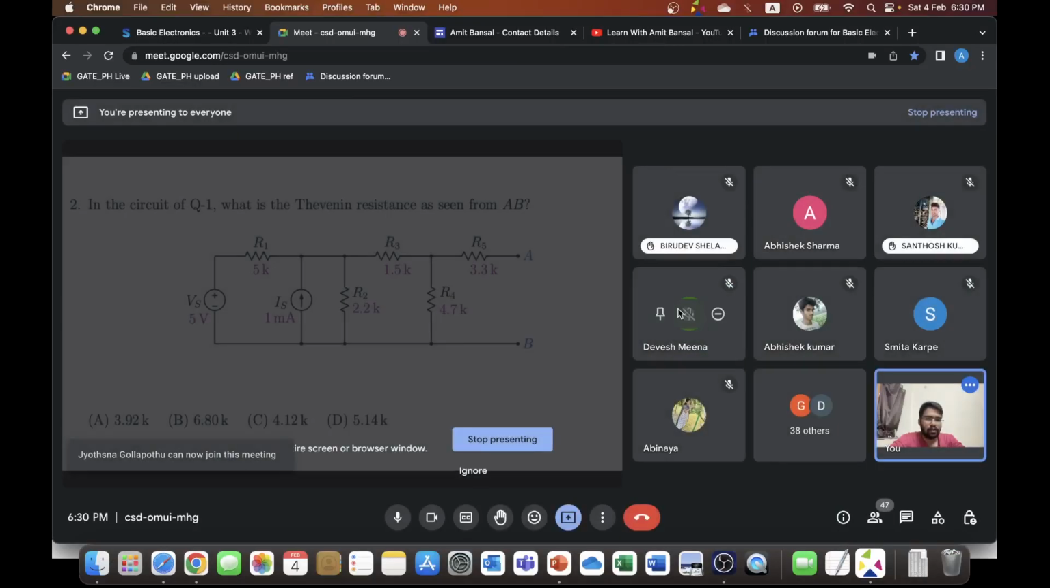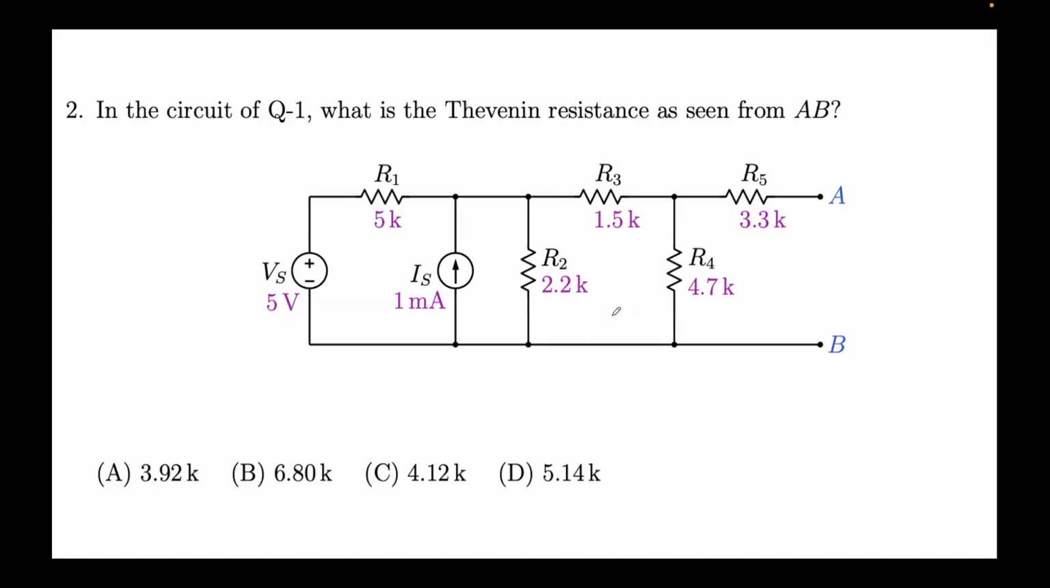Yeah. So I'll pause here for a bit. If you have any doubts regarding this conversion from Norton to Thevenin, please ask. I'll pause a bit for a minute here. No? All right.